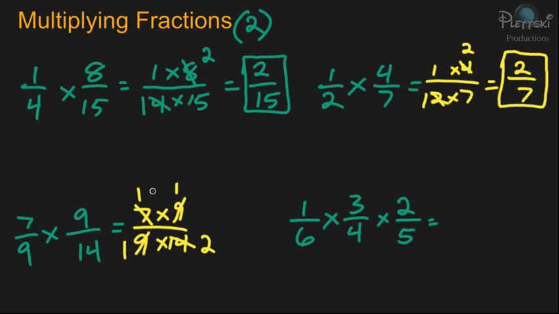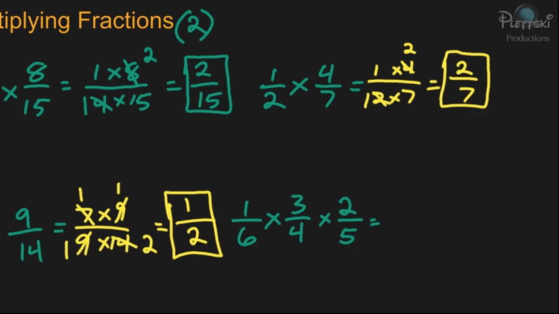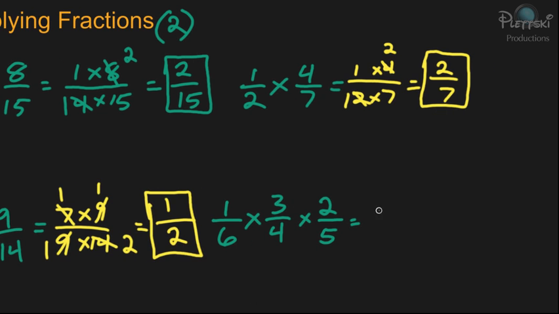So on the top we have 1 times 1, which is just 1, and on the bottom we have 1 times 2, which is just 2. So 7/9 times 9/14 is going to equal 1/2. Okay, this last one has 3 terms, and when we rewrite it, we'll get 1 times 3 times 2 over 6 times 4 times 5.